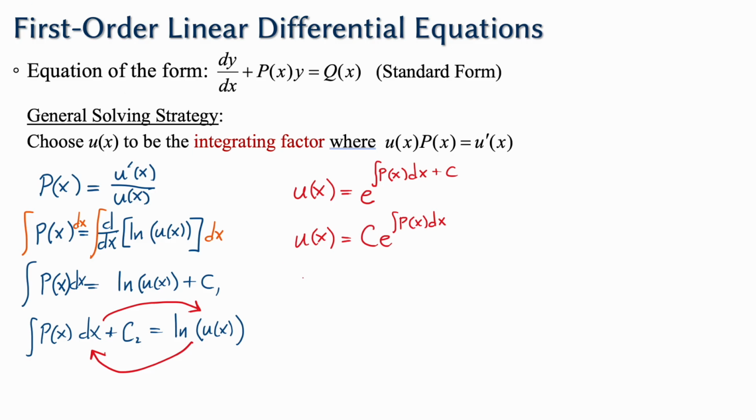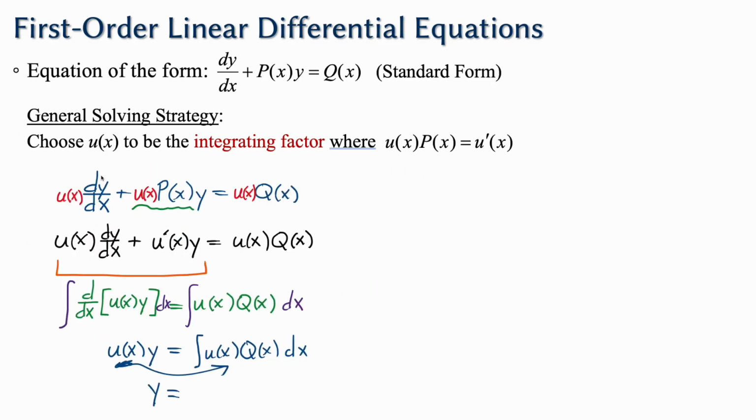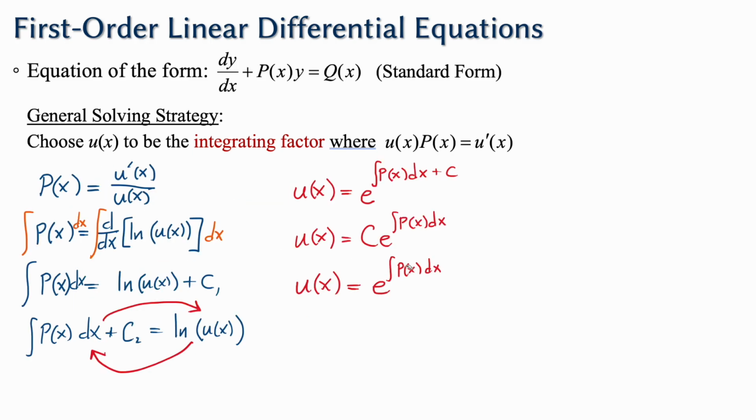So when we talk about what choice of u we're going to have, the choice of u is going to be e raised to the integral of p of x dx. And this right here is the magic. This is how we figure out that special u value that we're going to multiply to each part of this standard form differential equation. We figure it out by taking the integral of p of x dx and raising e to that value.